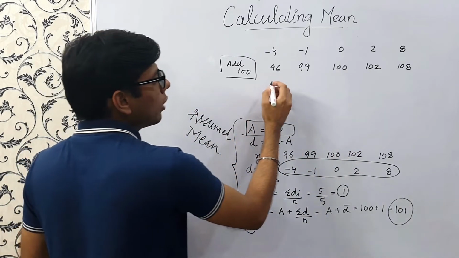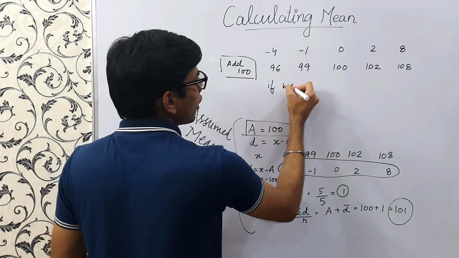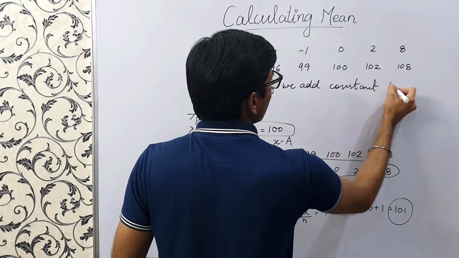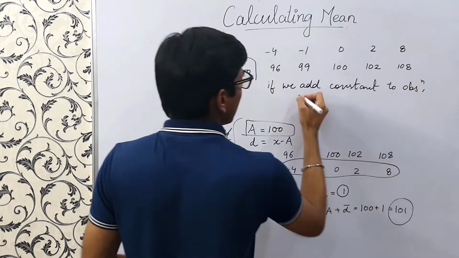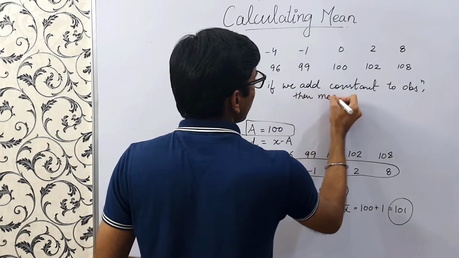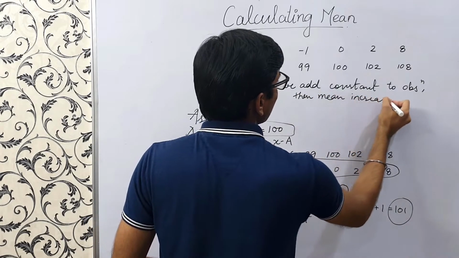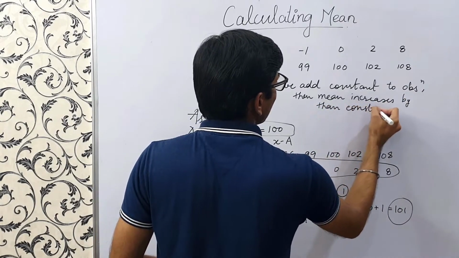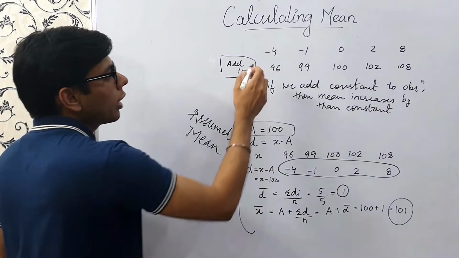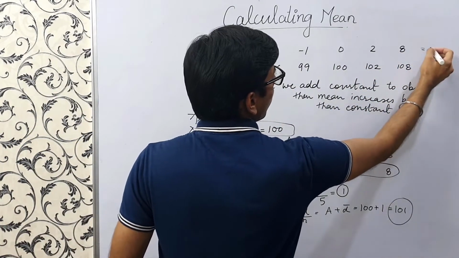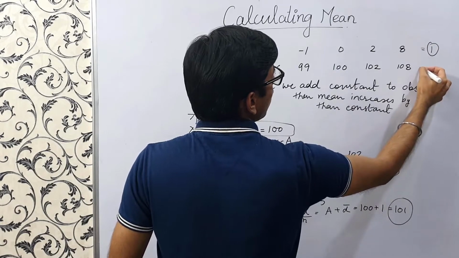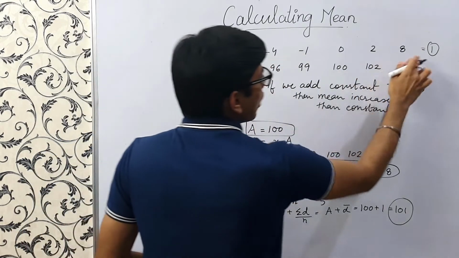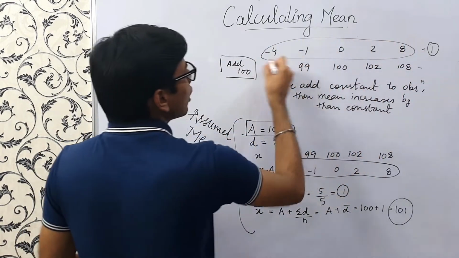So the property of mean says that if we add a constant to observations, then mean increases by that constant. So here the mean was 1. In this case we want to calculate the mean, so we just calculate the mean of these observations, that turns out to be 1.